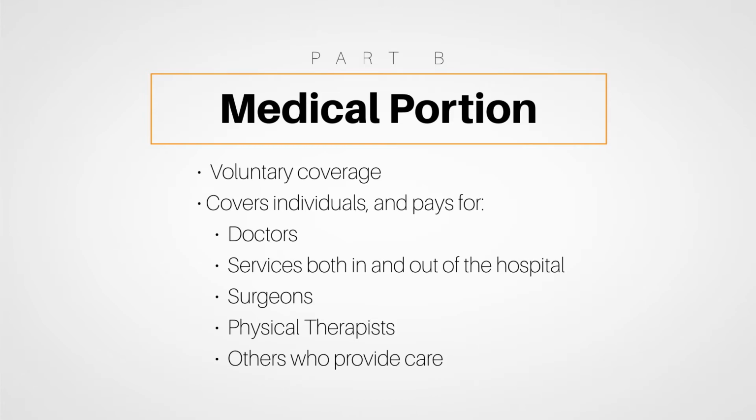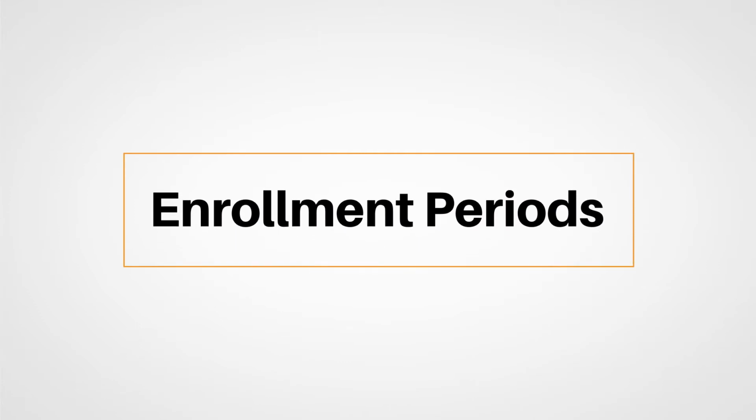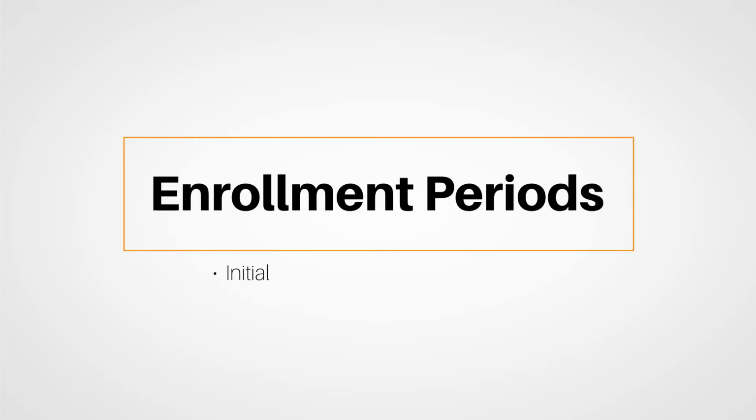care for the beneficiary. There are 3 different enrollment periods for Medicare, and it's important to know them. They are the initial enrollment period, the general enrollment period occurring each year from January 1st through the end of March, and a special enrollment period for individuals who lose group coverage.